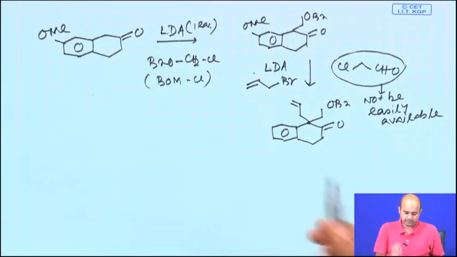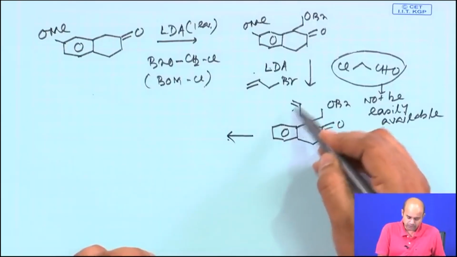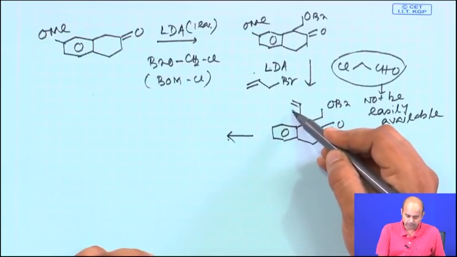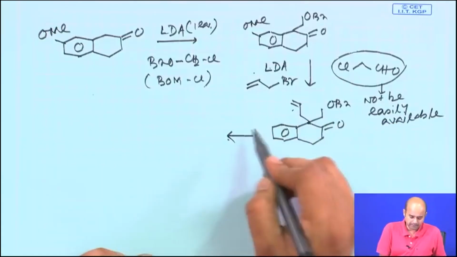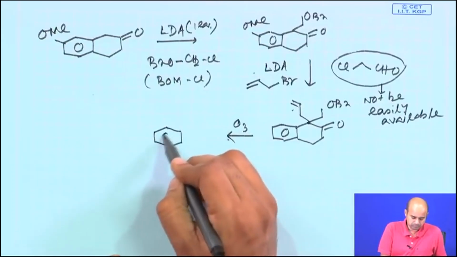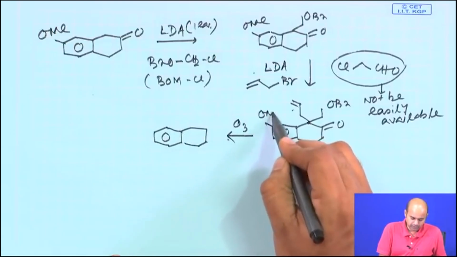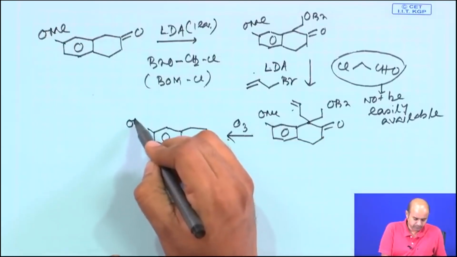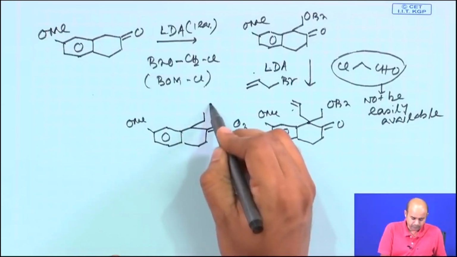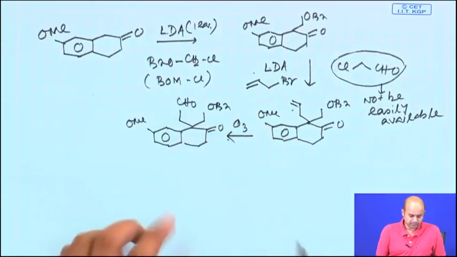centers here, fine. Then as the situation demands, you need to do an oxidative cleavage here to remove one of this carbon to get an aldehyde. So, do an ozonolysis. Your O methoxy group will always be there. You do an ozonolysis and then you basically get this compound.